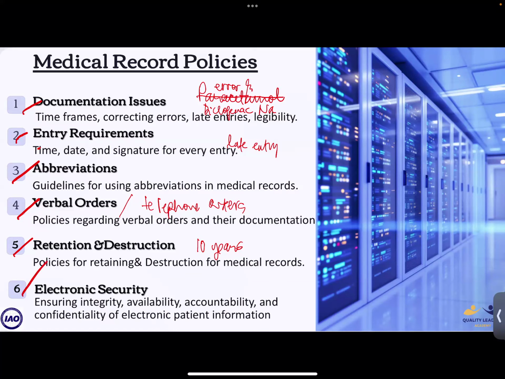Okay, so there is also electronic security: information security, accountability, and confidentiality. When we say electronic, patient information security is extremely important to maintain the confidentiality of the patient information. So we have to ensure its integrity and availability, and the accountability and confidentiality of the patient's information.